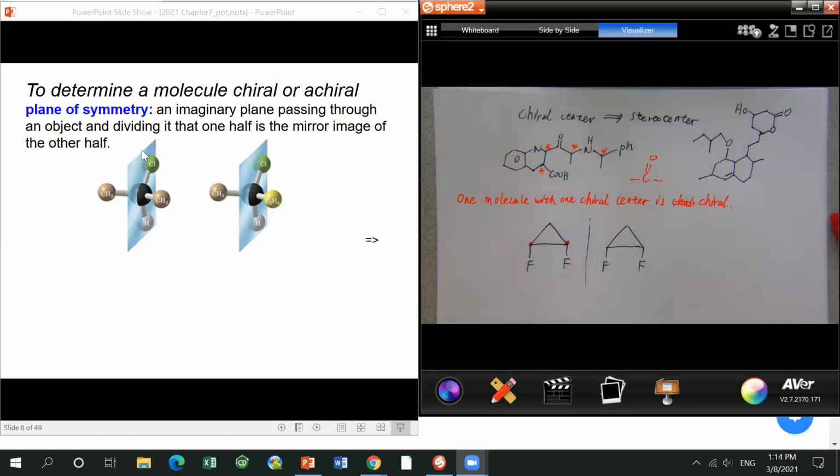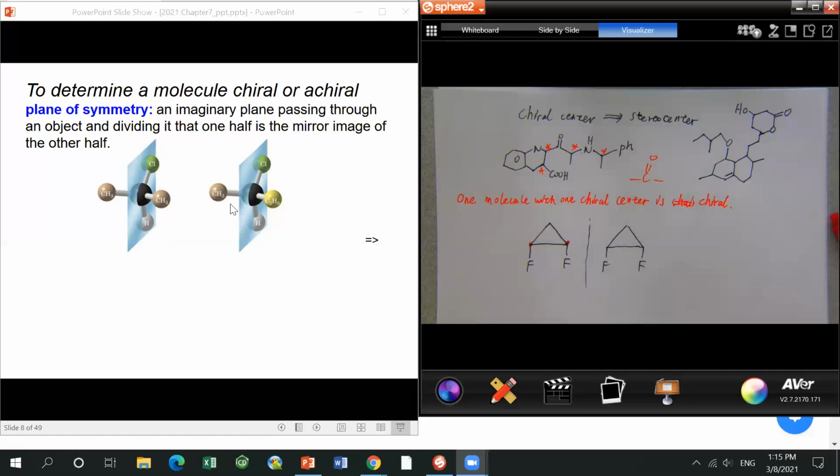Okay, the example shown here is 2-chloropropane. You can easily find one symmetry plane that cuts through the hydrogen, carbon, and chlorine, and cuts the molecule in half. One half, a methyl, is the mirror image of the other half, also a methyl. So in this case we can find one symmetry plane, and this molecule is achiral.